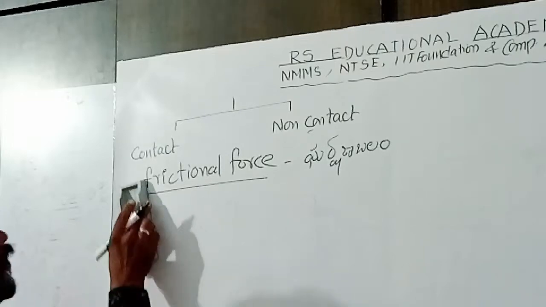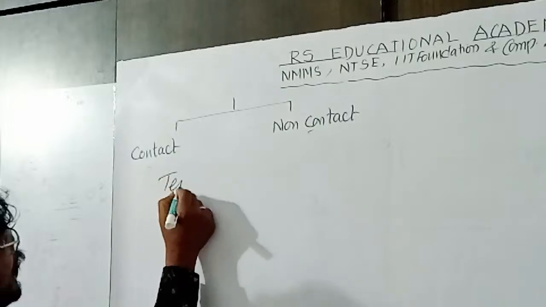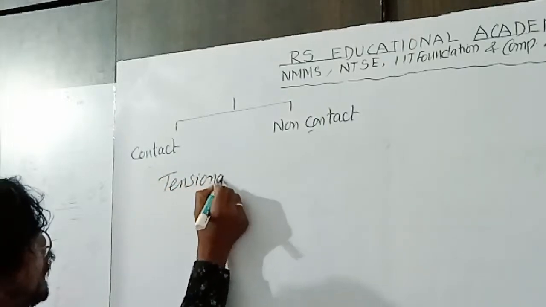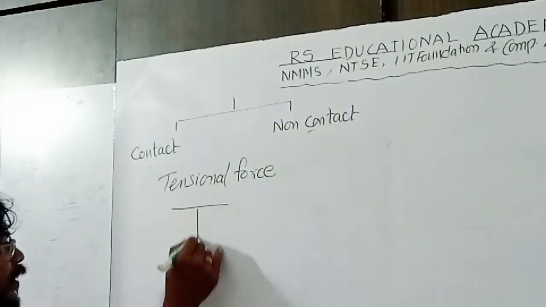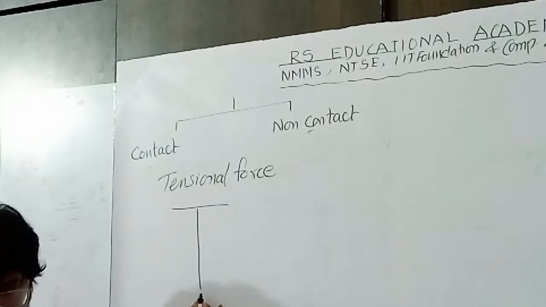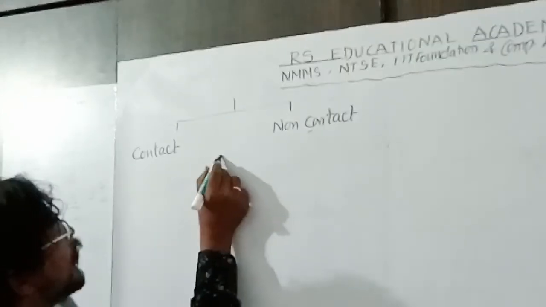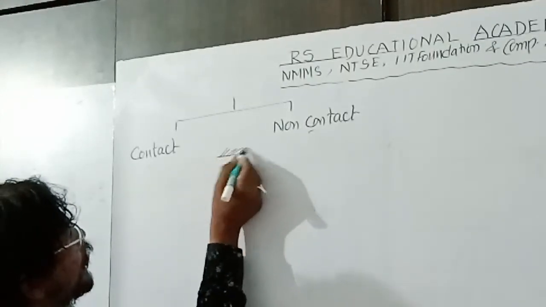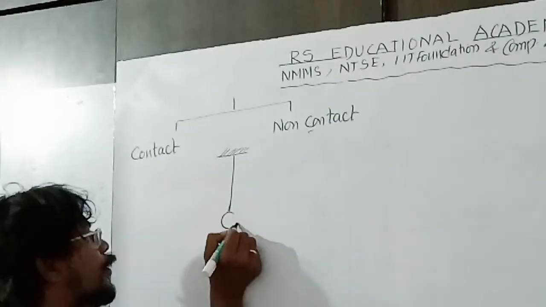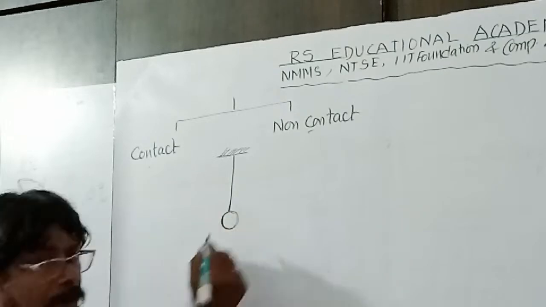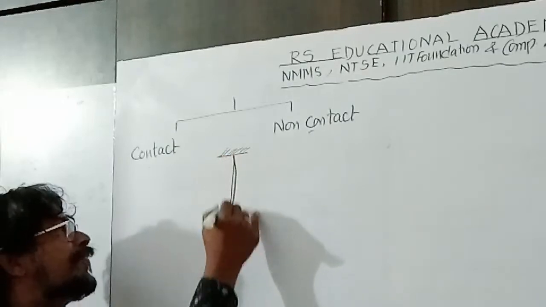So, what is tensional force? Tension. Suppose this is a thread. This is the wall and this is a thread. Now you are hanging a ball from the thread. Then the thread becomes stiff.